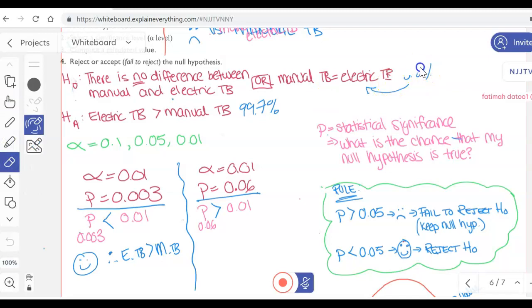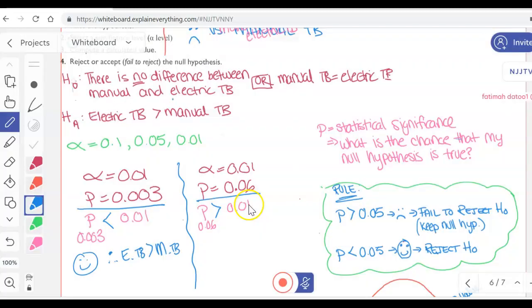Let's go over here. Let's erase this. Let's analyze the numbers that we just looked at. Let me erase this one over here too. Okay, so we said that it's 0.06. What does that mean? Well, times that by 100, you get 6% here. So remember, the p-value refers to the null hypothesis. So there's a 6% chance that the manual toothbrush and electric toothbrush work the same, but there is a 94% chance that the electric toothbrush is way better than the manual toothbrush.